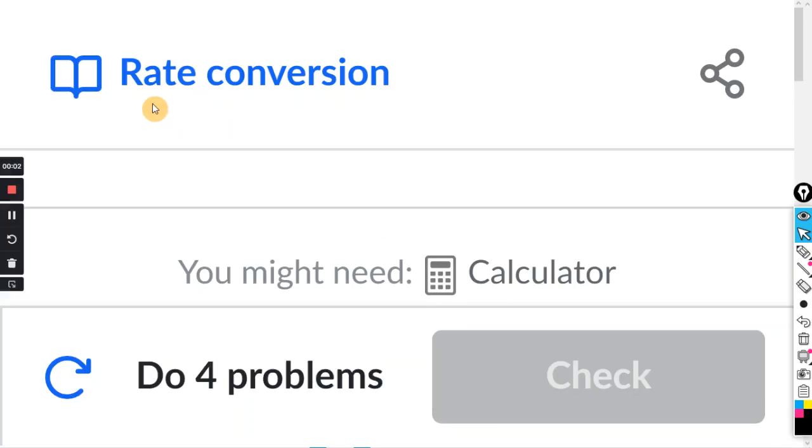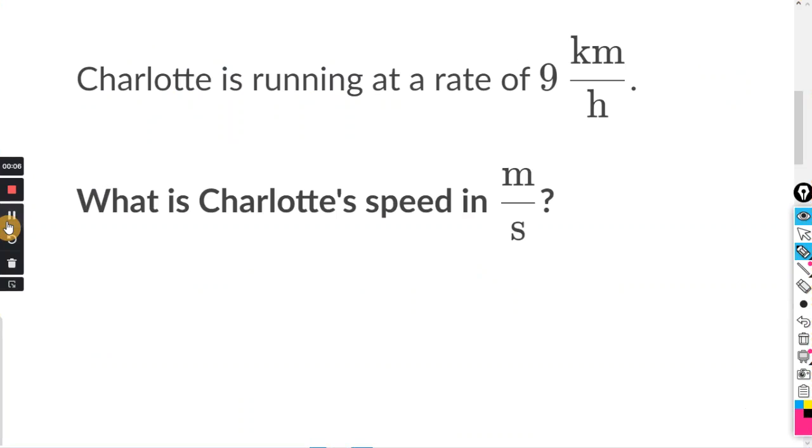This will be for the conversion exercise, rate conversion. Okay, it says Charlotte is running at a rate of 9 kilometers per hour. What is Charlotte's speed in meters per second?